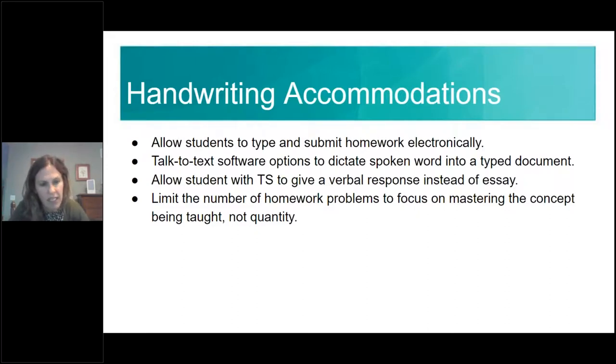And then finally, limiting the number of homework problems to focus on mastering the concept being taught, not the quantity. I feel like there are so many teachers that do this for a variety of students: just work on the odd problems, or today you're going to do 1 through 10.